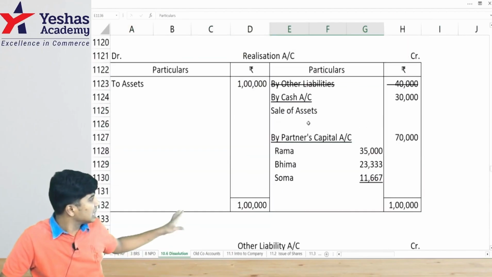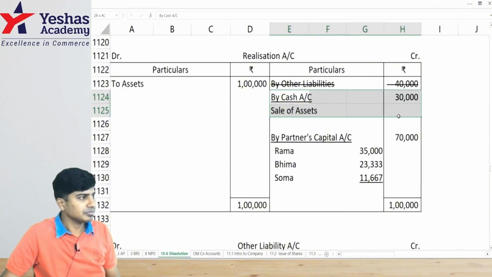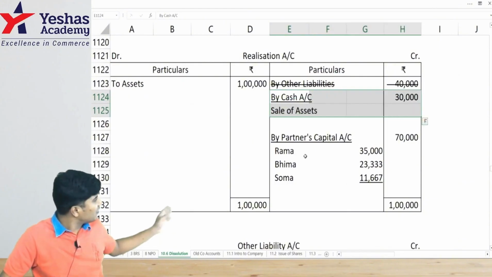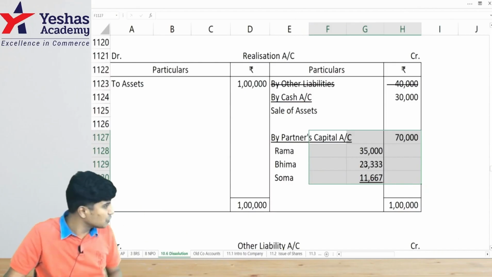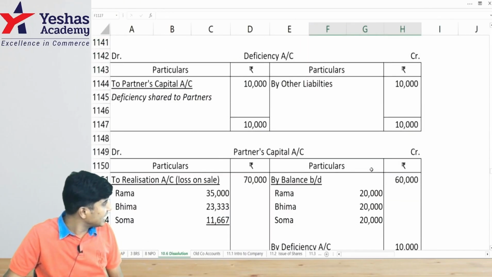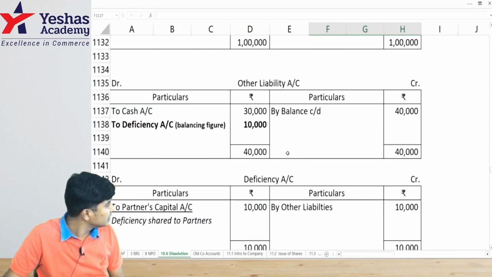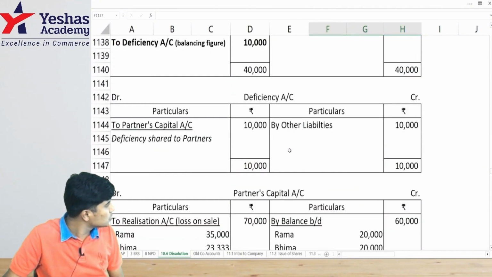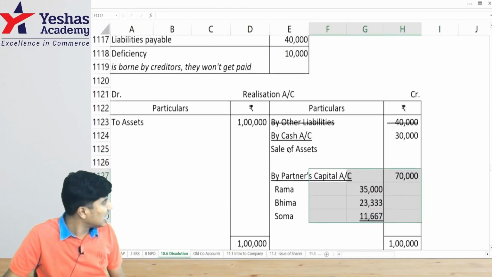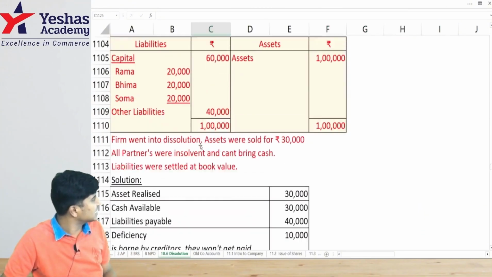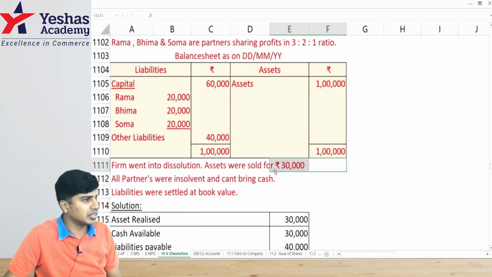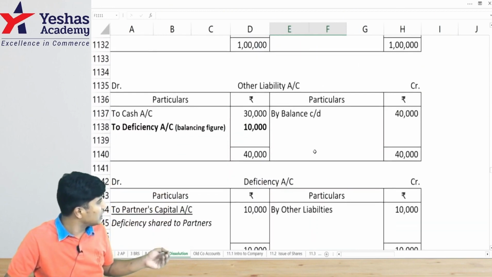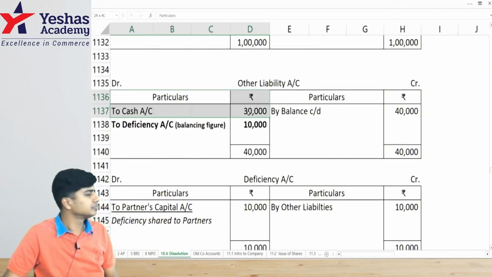Then you sell the assets and receive the money. Understood? Identify the realization profit or loss without settlement of liabilities. Transfer it to partners' capital. In the cash account, you don't know how much cash is available in the beginning. Nothing. On sale of assets, how much cash did you receive? 30. That cash of 30 available will be used to pay liabilities.